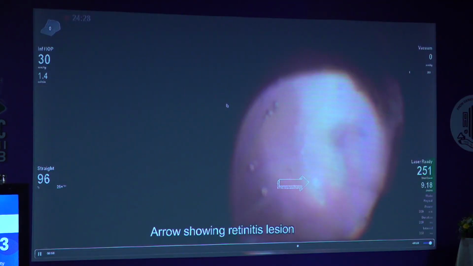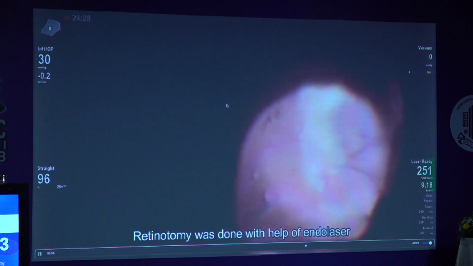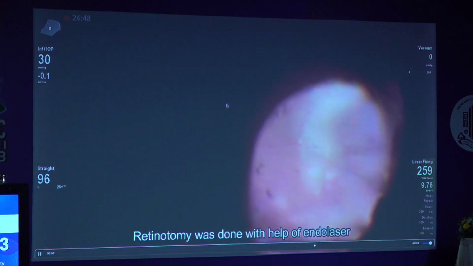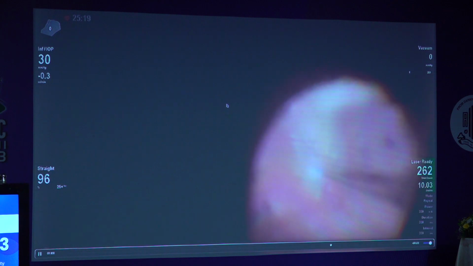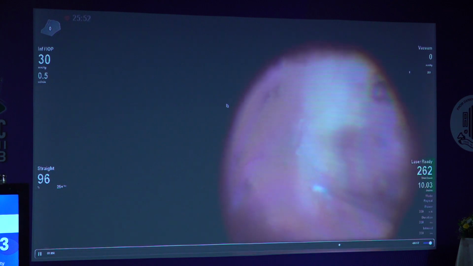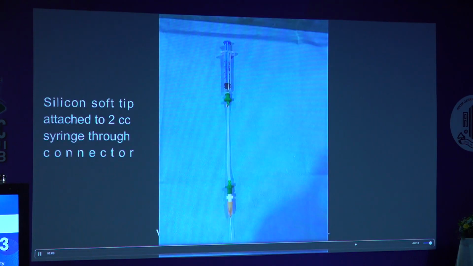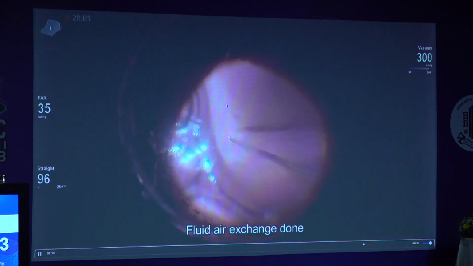After you have completed the vitreous biopsy and the vitrectomy, if you want to take a subretinal biopsy, to see with the laser, I've made a retinotomy there. Now with the aspiration tip, I have taken a sample there. So this is how you take subretinal fluid, and this is the kind of needle being used.